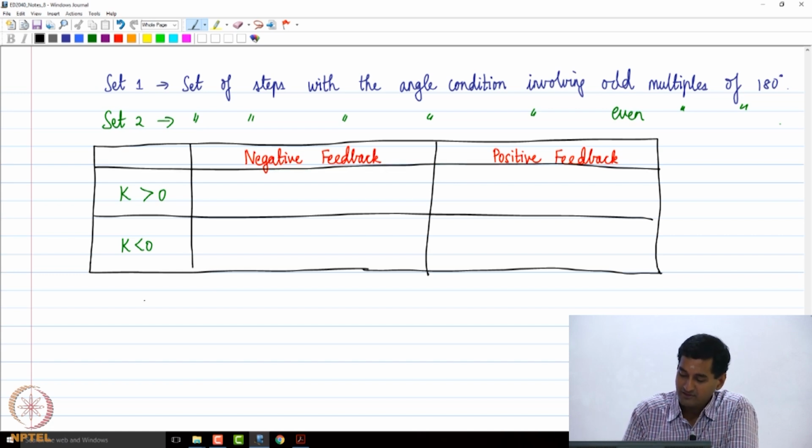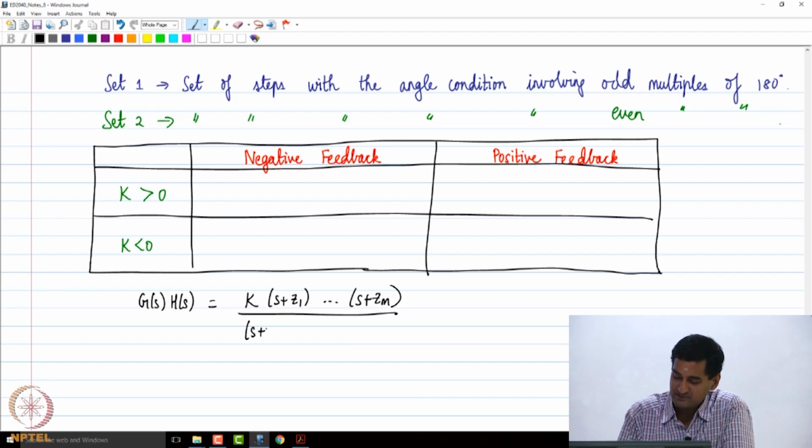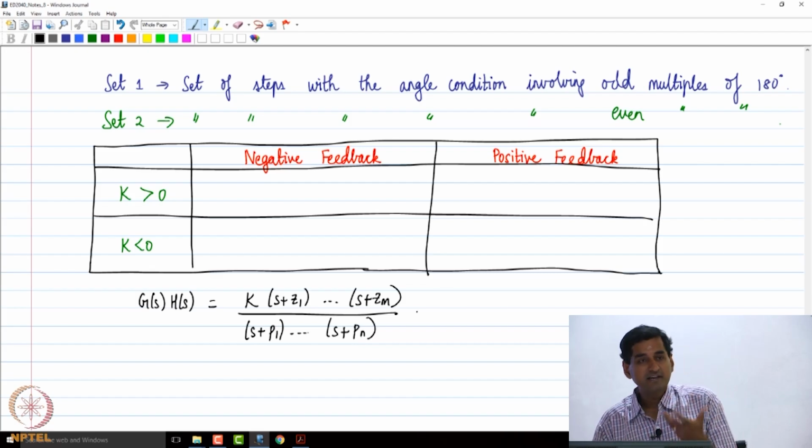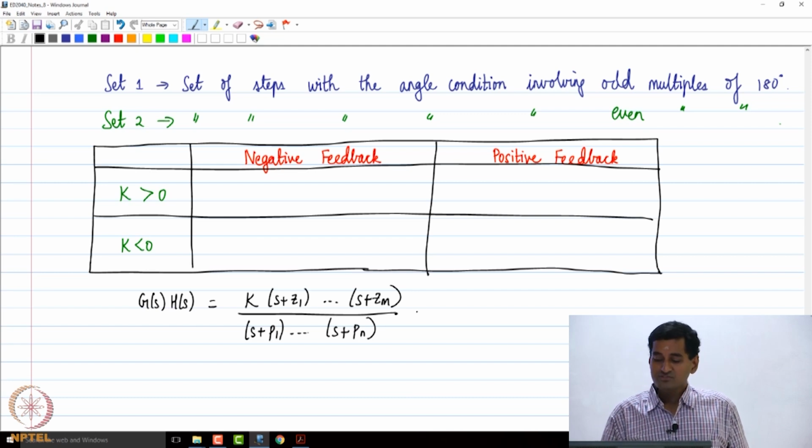Of course, please remember what k is. We should be in a position to write the open loop transfer function as k times (s plus z1) all the way till (s plus zm), divided by (s plus p1) all the way till (s plus pn), right. We should be able to express the open loop transfer function in this structure. Only then can we do all these steps. So, if we have negative feedback and k greater than 0, which set of steps would I use?